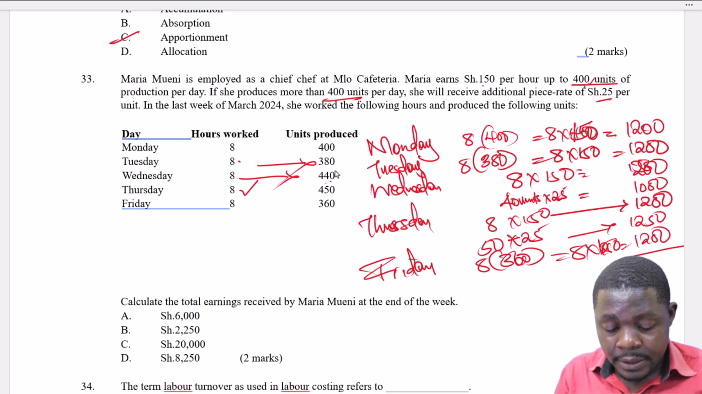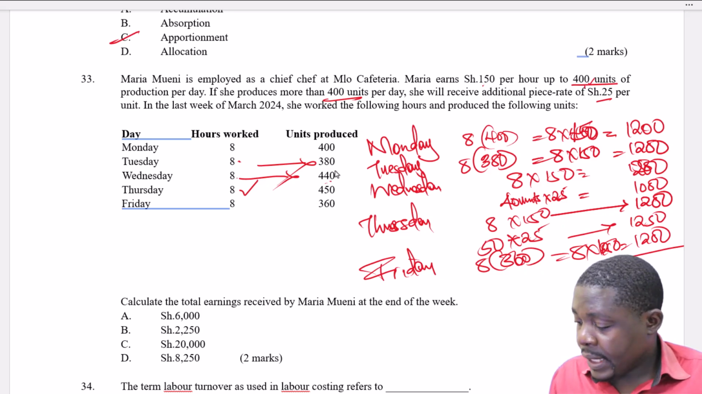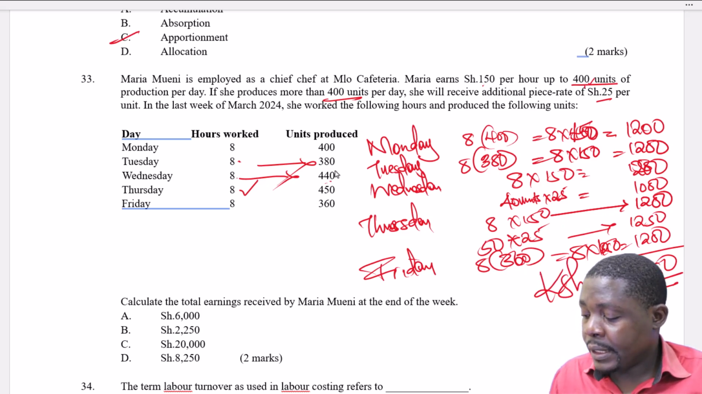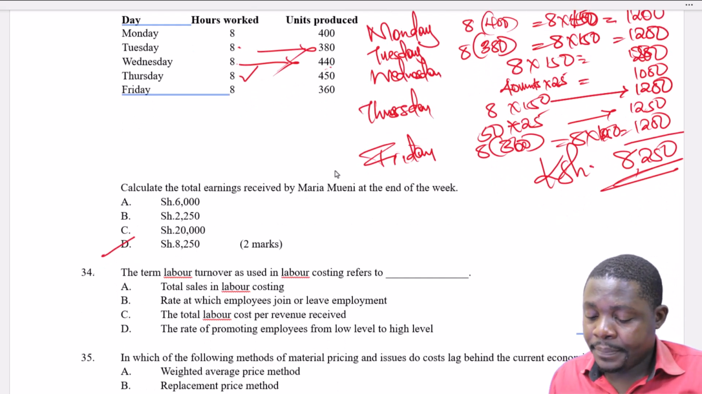Then you add this, plus 1250, plus 1,000, plus 1200, plus 1200. You get 8,250 Kenya shillings. Do we have such? Yes, that is D.